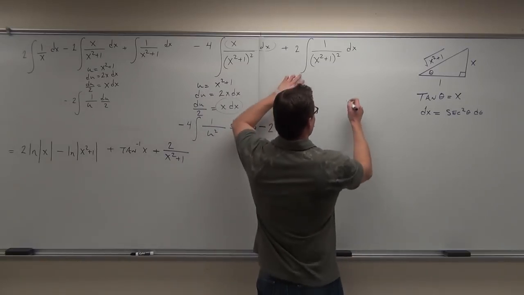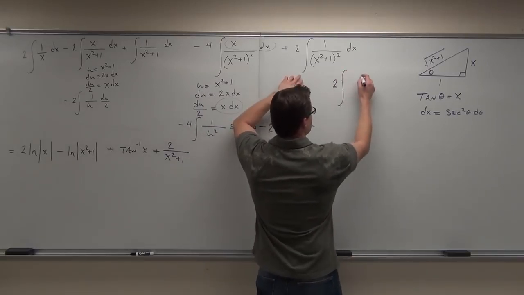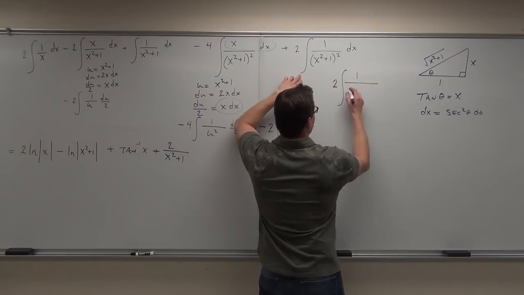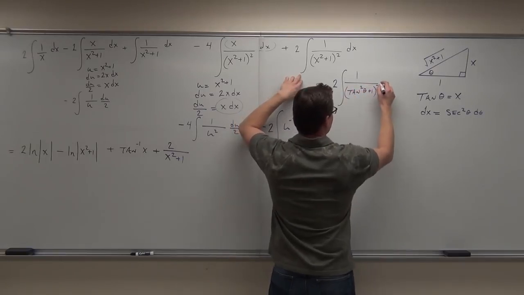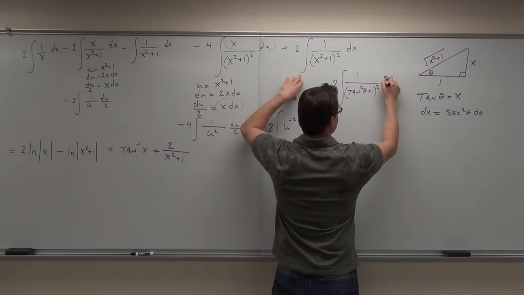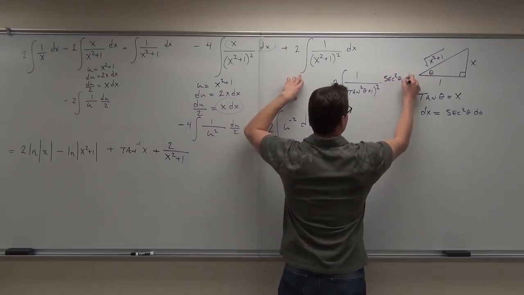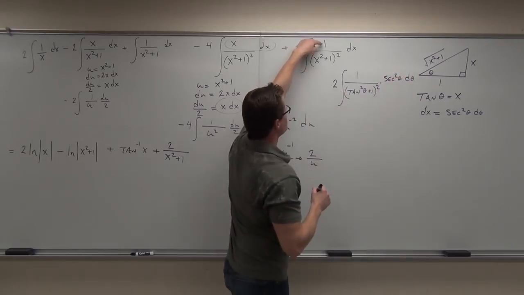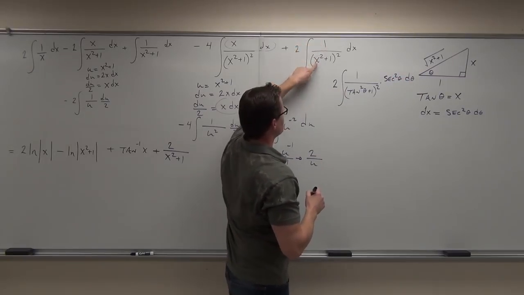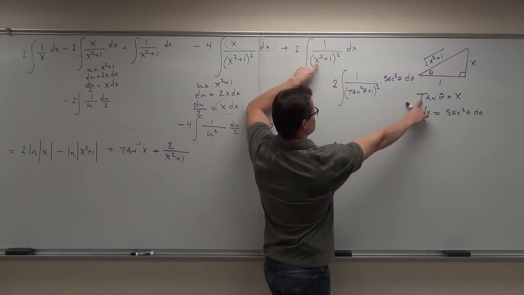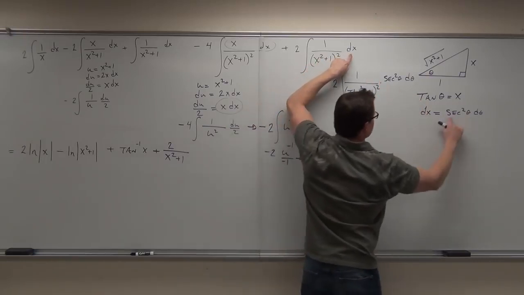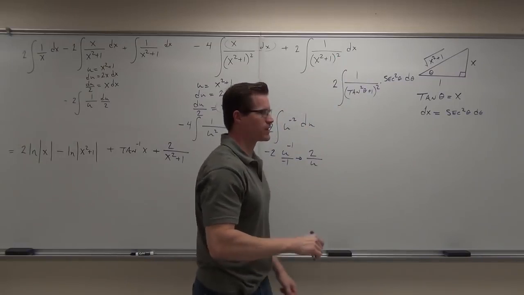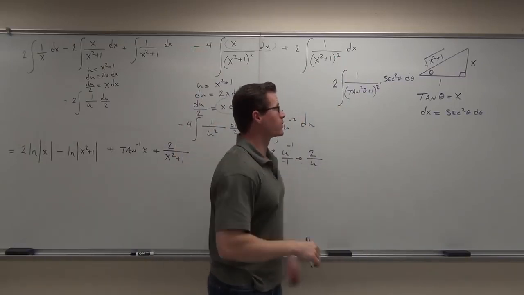What that means is that our integral here becomes 2, integral of 1 over tan squared theta plus 1 squared times secant squared theta d theta. So this is 1, okay, cool. This was tangent squared plus 1, whole thing squared. dx is secant squared theta d theta. Show of hands if you feel okay with that so far. Now what do we do?